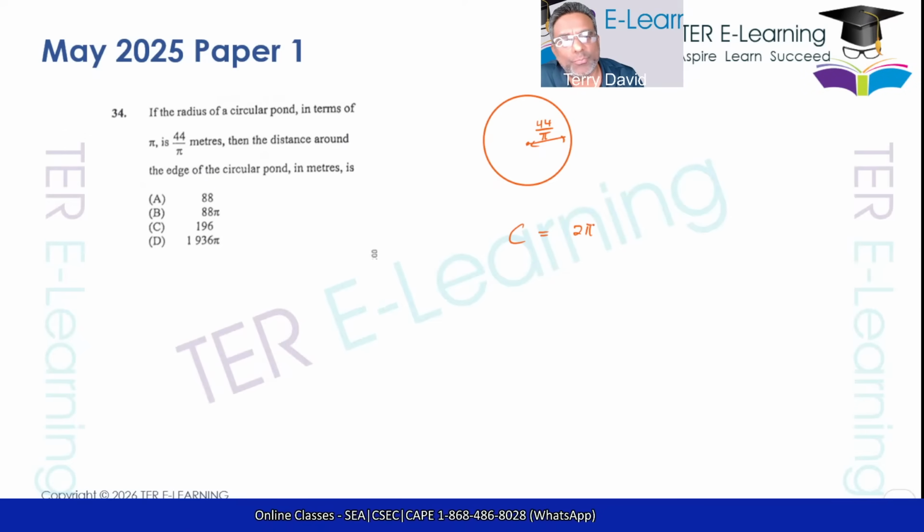Circumference is 2 pi r. So this is going to be 2 multiplied by pi multiplied by r. They're telling us the radius is 44 over pi. So this pi will cancel with this. 44 by 2 will give us 88. Okay, so in this case here, the answer is going to be A.